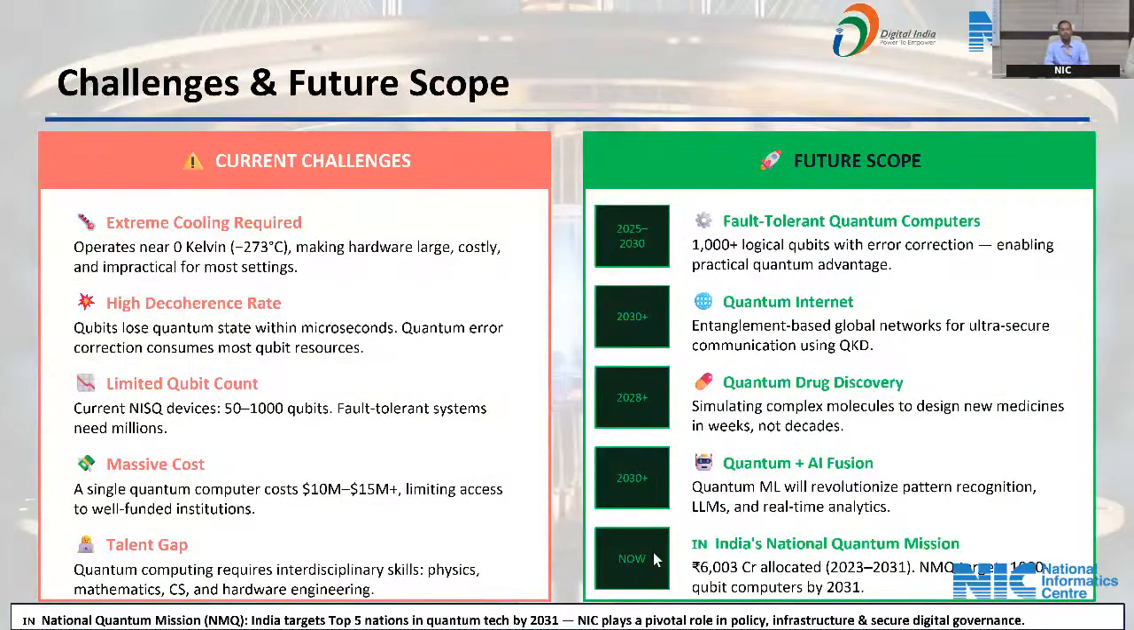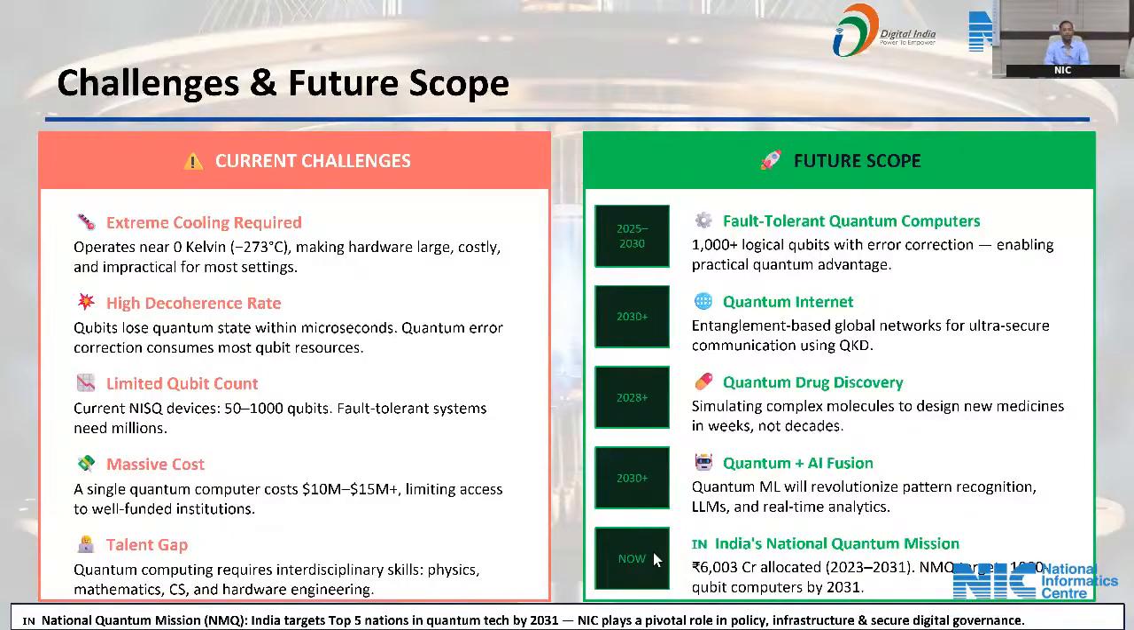So there are a few challenges. The first challenge is that an extremely cold cooling condition is required. Decoherence rate is very high. It is very prone to interference. All those processors, the quantum computers we have, have very limited qubit counts, and the cost is also very high. On top of everything, we have a talent gap. For this, we need physics, mathematics, computer science, and hardware engineering. All these types of multidisciplinary skills are required.